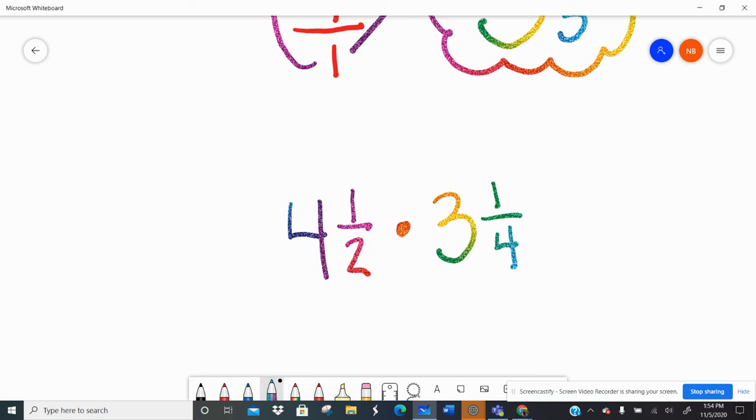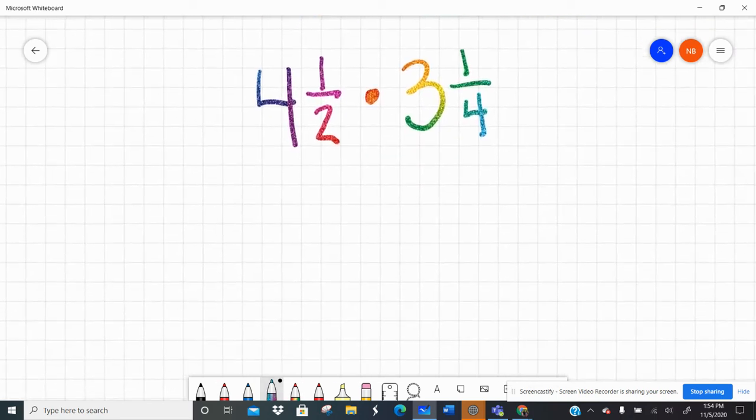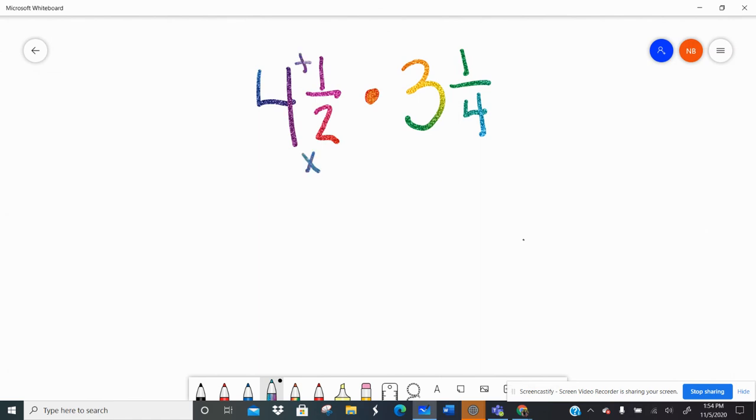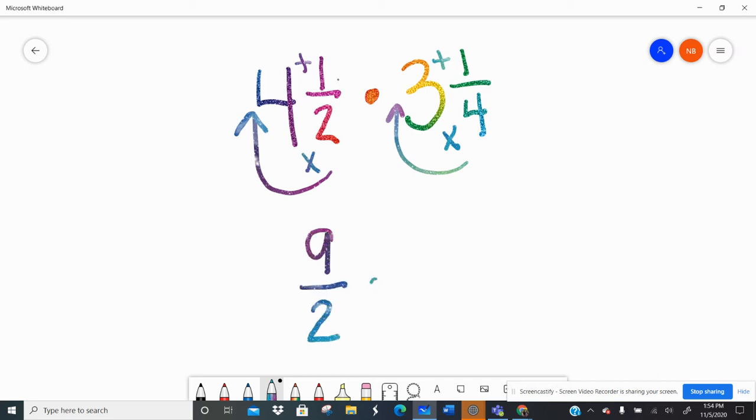All right, let's try another one. Let's do 4 and 1/2 times 3 and 1/4, right? Let's see if we can get some bigger numbers up in here. All right, so again, we want a fraction and a fraction. Multiply the bottom, add the top, work your way around. So let's see, I have 2 times 4 is 8, plus 1 is 9. My denominator stays the same. 4 times 3 is 12, plus 1 is 13. My denominator stays the same. Woo, we're getting some bigger numbers.